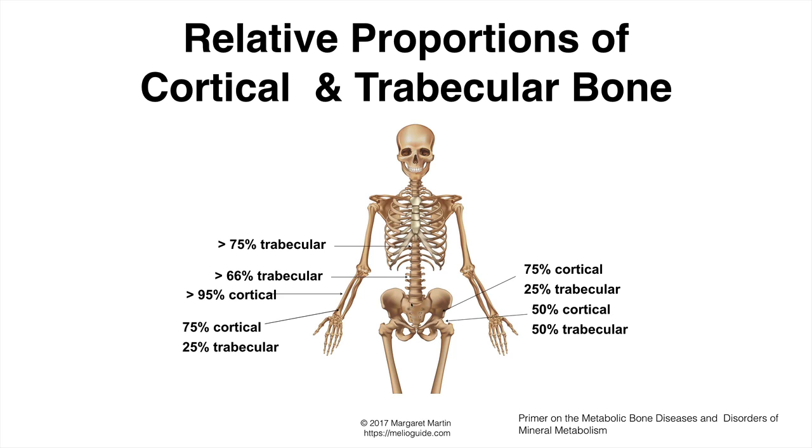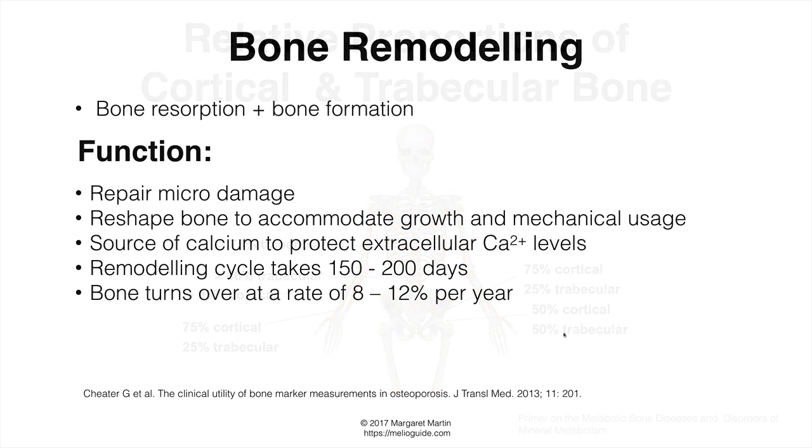The pelvis, for instance, is approximately 50% cortical and 50% trabecular. The neck of the femur, I mixed my numbers up there. The pelvis is 25% trabecular, 75% cortical, whereas the neck of the femur, which is a high fracture site, is 50% cortical and 50% trabecular. So different parts of the body that have more trabecular bone are going to be more susceptible to fractures.